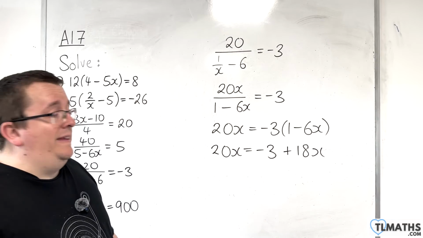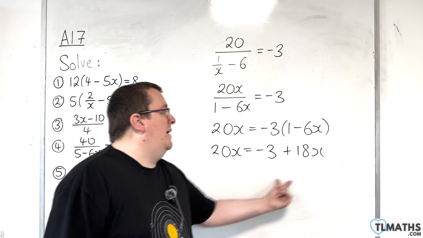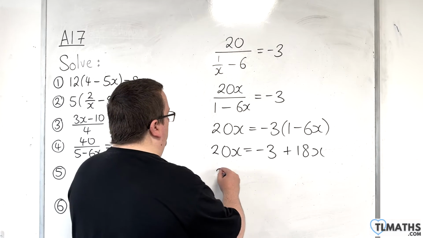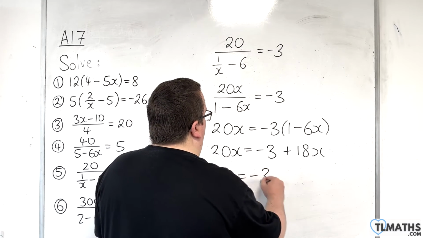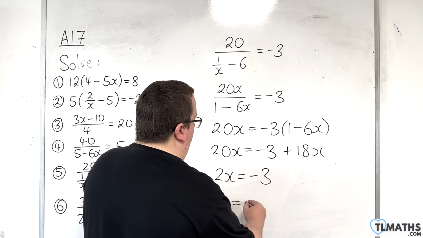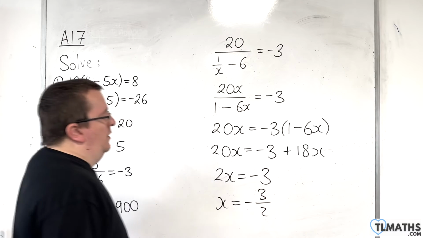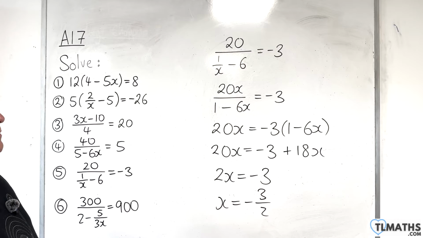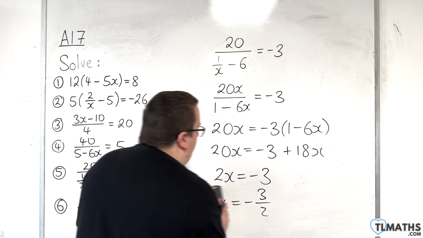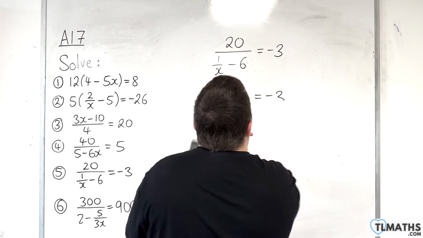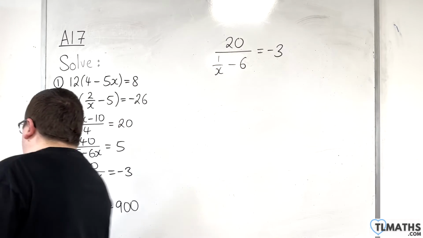Then we want to isolate the x. So let's subtract 18x from both sides. We're going to get 2x is equal to minus 3, and then divide both sides by 2. So x is equal to minus 3 halves. So that would be the method that I would use. If you have instead used the other method, I will go through it for completeness.